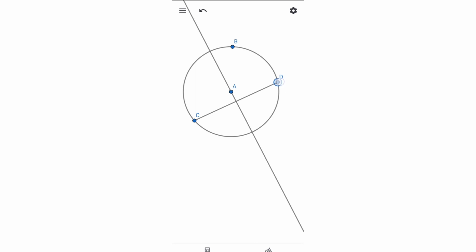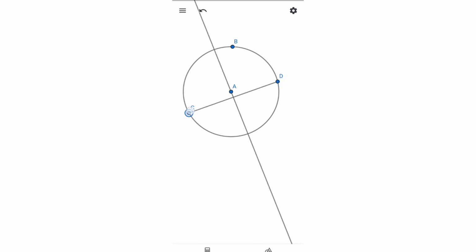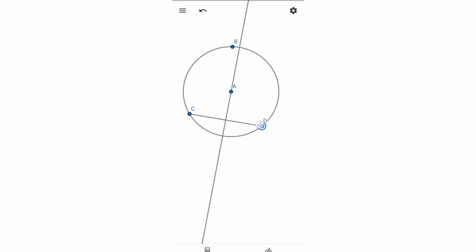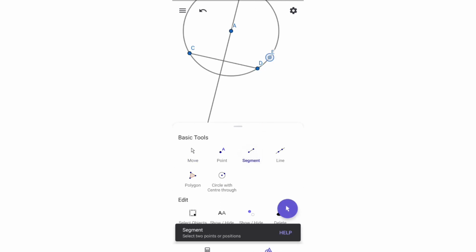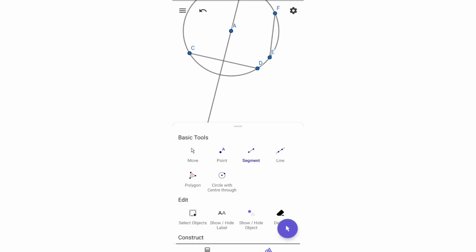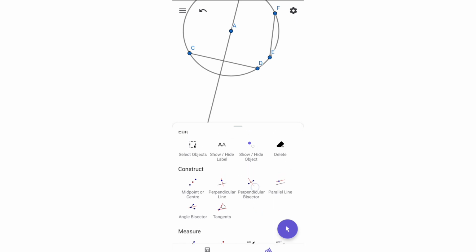By moving the chord, the perpendicular bisector doesn't change its path through the center of the circle, which means the perpendicular bisector of all the chords passes through the center. Let us verify with one more chord.